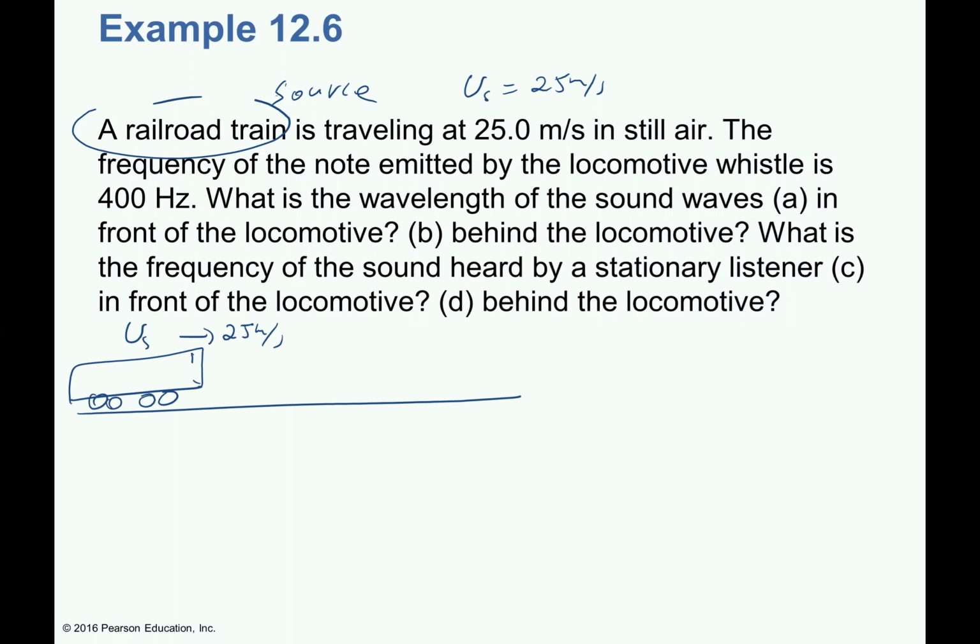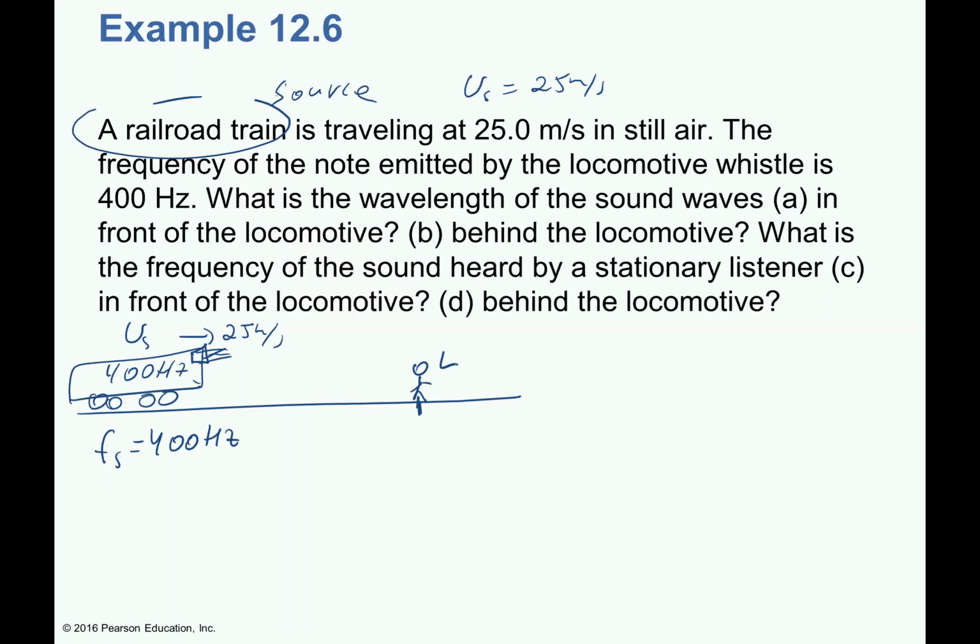Then let's say there's a speaker there that sends sound at 400 hertz, which means f of s, the frequency of the source, is 400 hertz. Now, what we want to know here is this. It says, what is the wavelength of the sound waves in front of the locomotive? Okay, that means what we do here is we take some, let's say, observer here, so we can just say we have some listener over there.